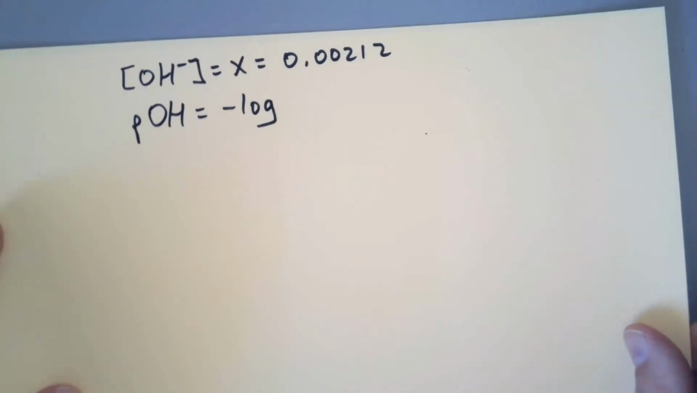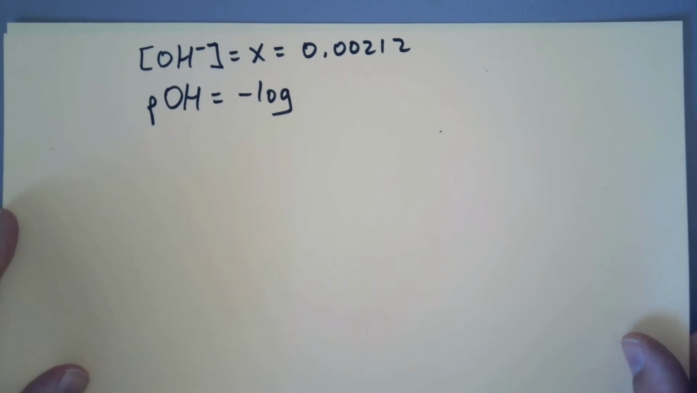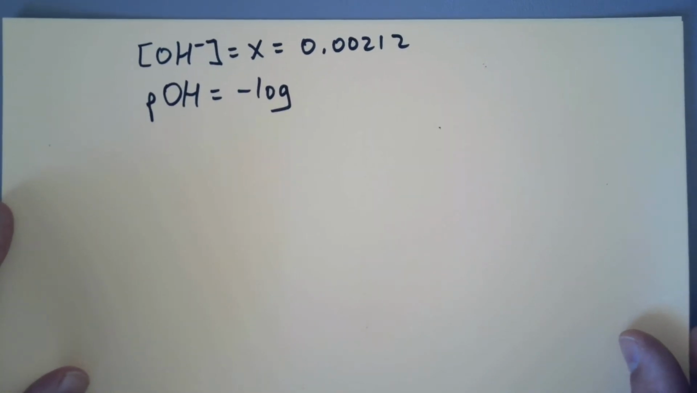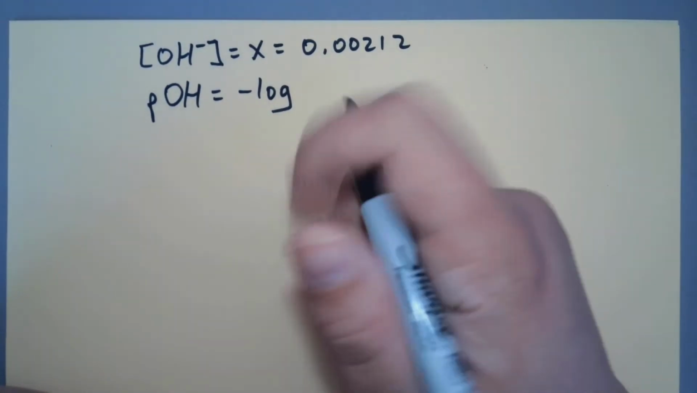At equilibrium, my concentration of OH minus is equal to x, which means that it is 0.00212. So my pOH is going to be the negative log. Whoa, I'm way off. Sorry about that. Forgot to drop the paper down. Hope you enjoyed watching my arms write. You can see how much I lean over my desk now.